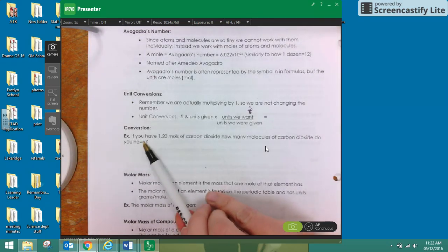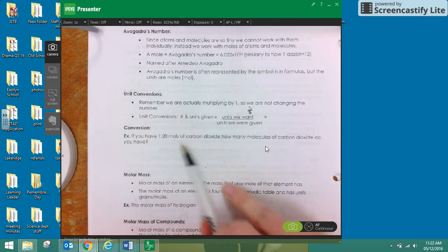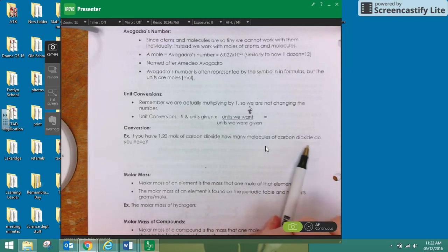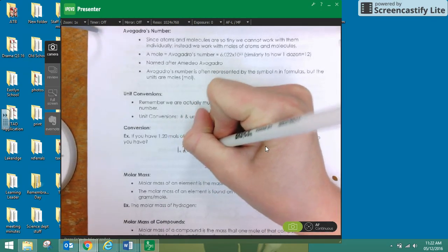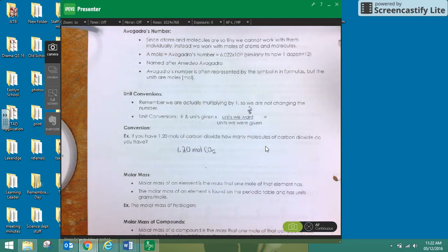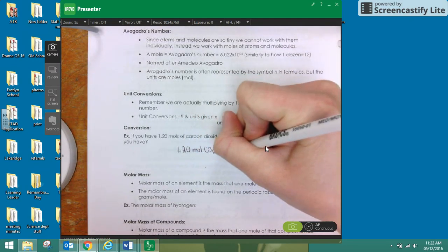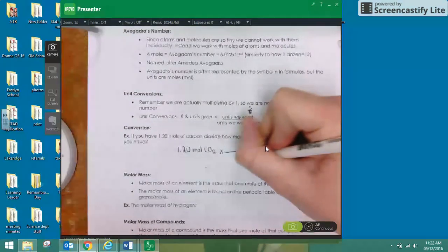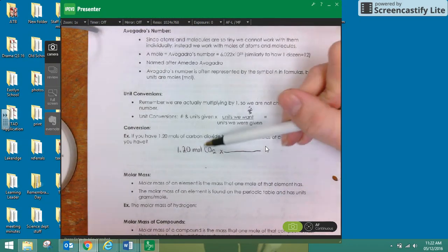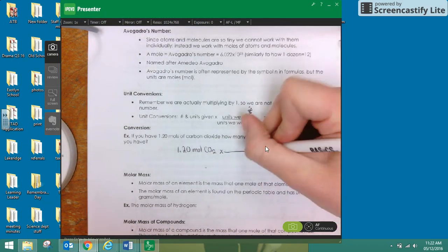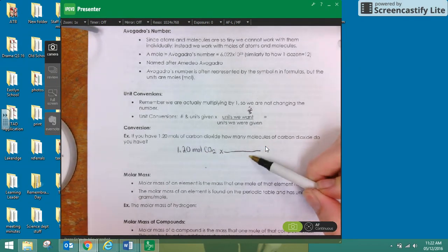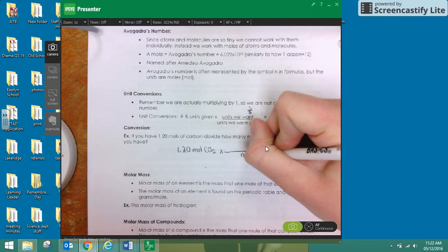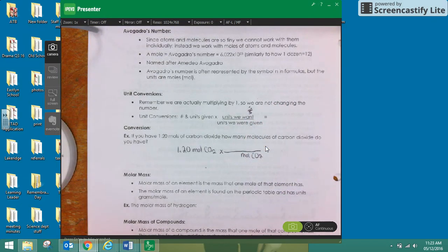So in this example, if you have 1.20 moles of carbon dioxide, how many molecules of carbon dioxide do you have? We start by writing down the number and units given to us in the question, 1.20 moles of CO2. Draw your multiplication sign and your division line. The units you're trying to get rid of go on the bottom. We're trying to get rid of this moles of CO2. So whatever units you wrote down over here are the units that you're going to write down here. Moles of CO2.